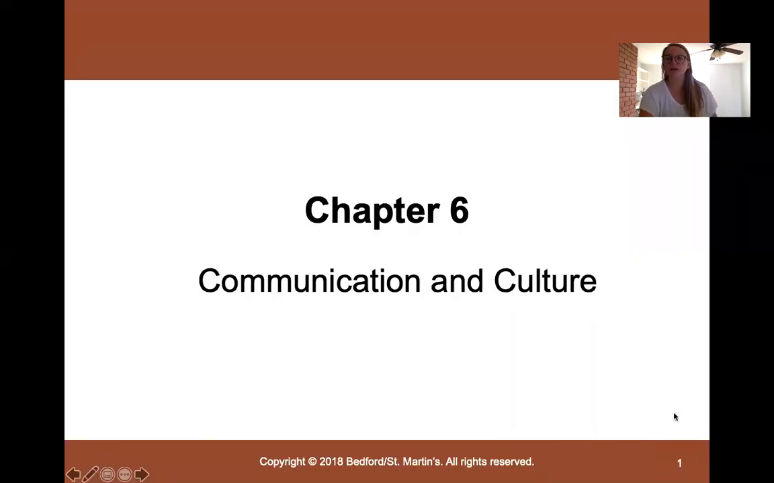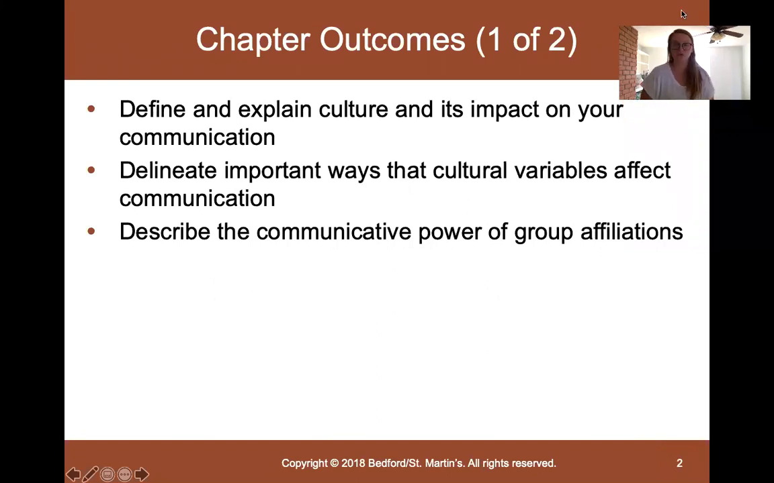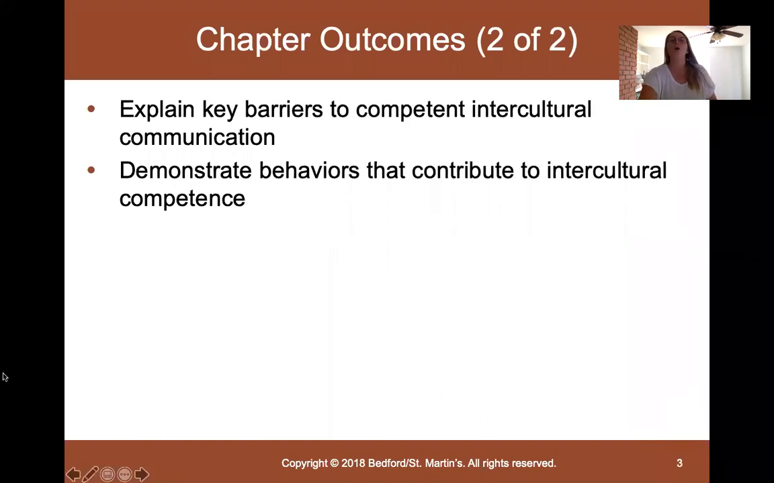Chapter 6, Communication and Culture. So for chapter 6, we're going to define and explain culture and its impact on your communication styles. We're going to delineate important ways that cultural variables affect communication. We're going to describe the communicative power of group affiliations. We're going to explain key barriers to intercultural communication. And finally, we are going to demonstrate behaviors that contribute to intercultural competence.